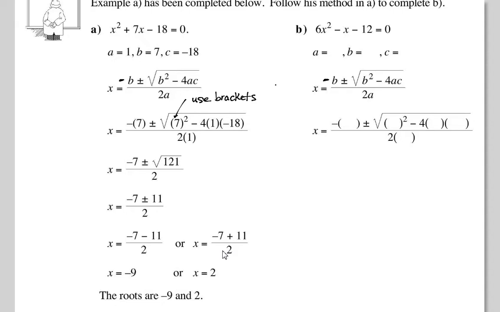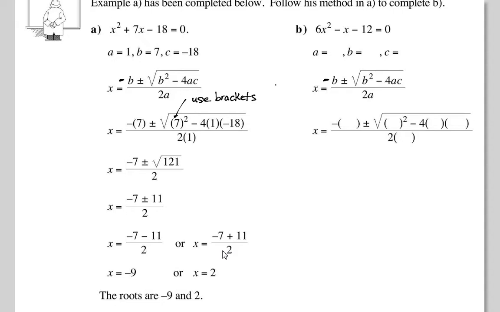So negative 7 minus 11 is negative 18. Negative 18 over 2 is negative 9. Negative 7 plus 11 is 4. 4 divided by 2 is 2.